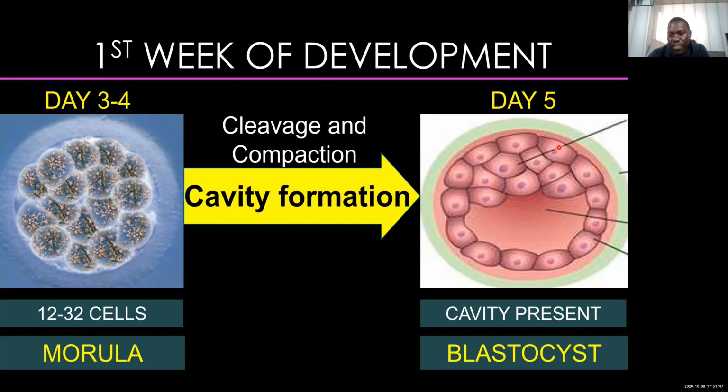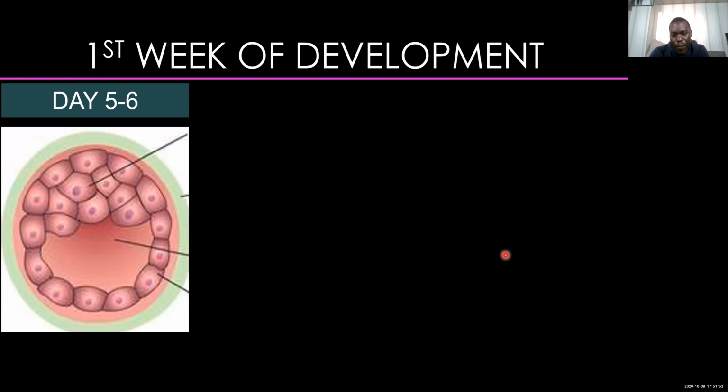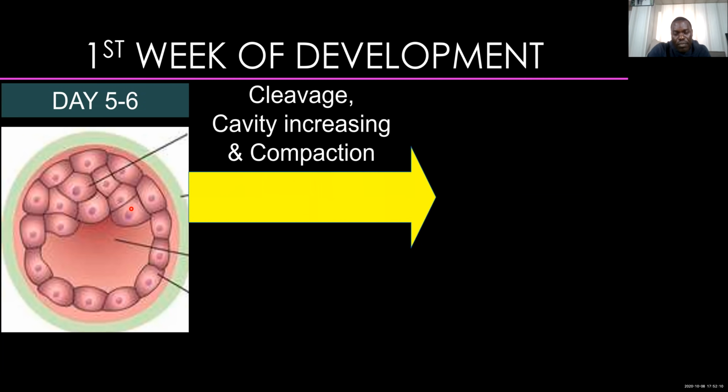Let's bring this blastocyst to the next page. This type of blastocyst exists on the 5th up to the 6th day. As cell division continues, which is cleavage, the size of that cavity is also increasing. It means that the pressure within the blastocyst is extremely high. The compaction is at its maximum.